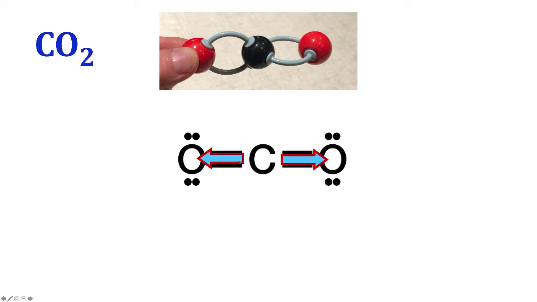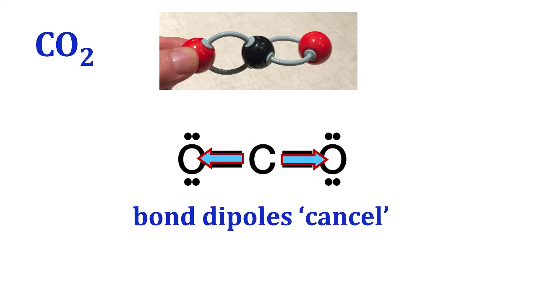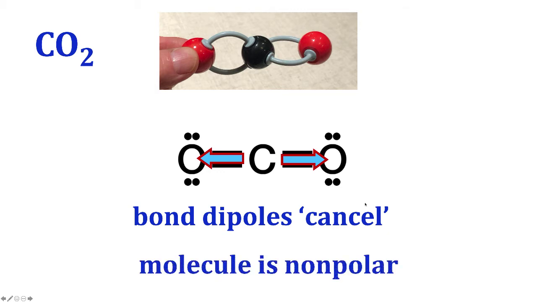So we have two bonds between carbon and oxygen. Both are polar bonds, so both have formed dipoles, but they point in opposite directions, so those bond dipoles cancel. And in this sort of molecular tug-of-war, since those bond dipoles cancel, the overall molecule is non-polar. There's not one side that's negative and the other side that's positive. It's a symmetric cancellation of the bond dipoles.